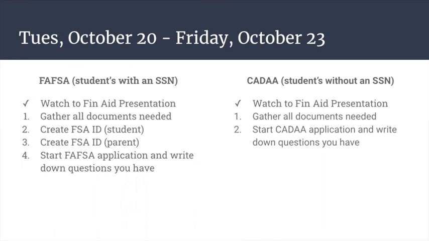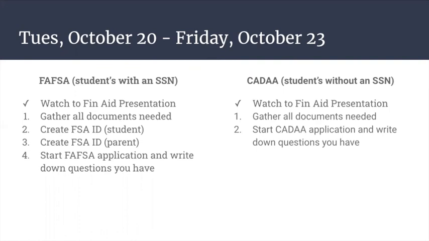For students completing the FAFSA application, or students that do have a social security number, please gather all financial documents that are needed. Students should also create an FSA ID, and this information should have been posted in the advisory teacher's Google Classroom. Parents will also need to create an FSA ID as long as they have a social security number. Students and parents should start the FAFSA application and write down any specific questions that they have.